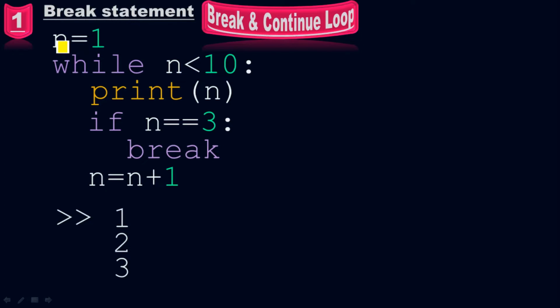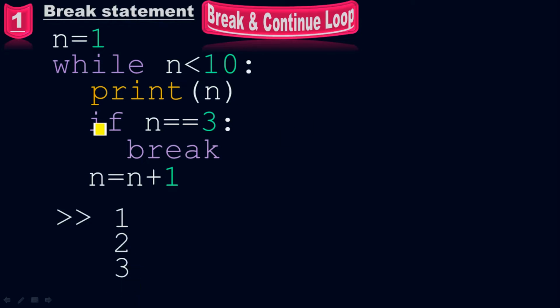Look here, initially n equals 1. So we are going to start with the 1, not with the 0. Whatever value you have initially, you have to start with that value first. So this 1 is the initial value. Then we used a while loop here with the condition. The condition says that n is less than 10. So we can go from 1 up to 9, 1, 2, 3, 4, 5, 6, 7, 8, 9.